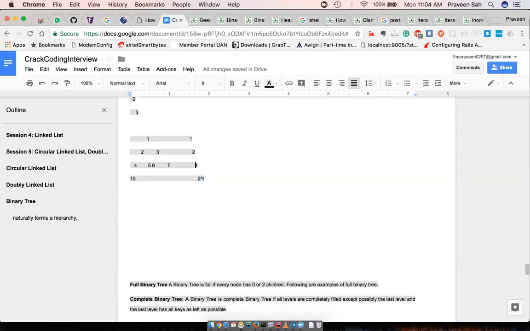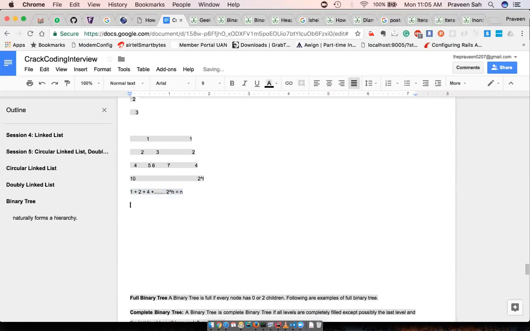Now with this knowledge, can you tell me what is the minimum possible height? So it will be 1 plus 2 plus 4 plus up to 2 to the power h, which is equal to n, where n is the number of nodes. Correct? Yes. 2 to the power 0 plus 2 to the power 1.